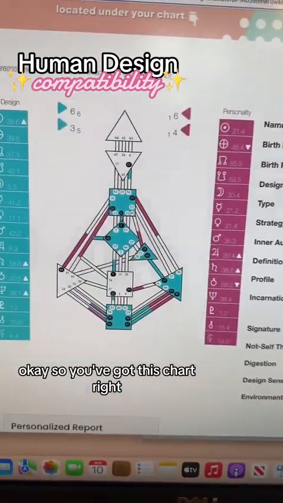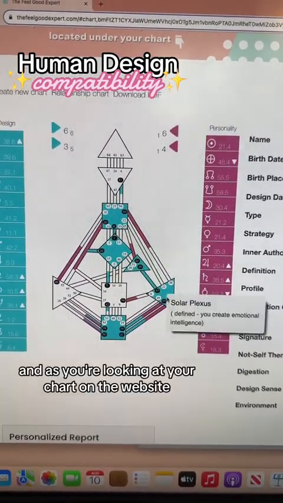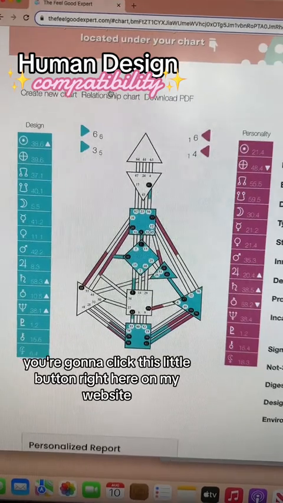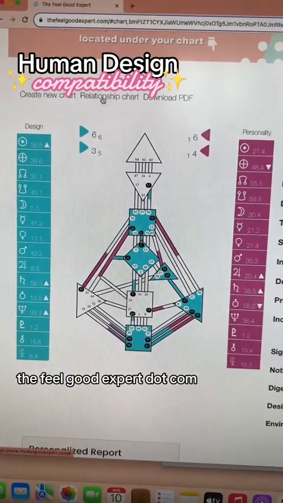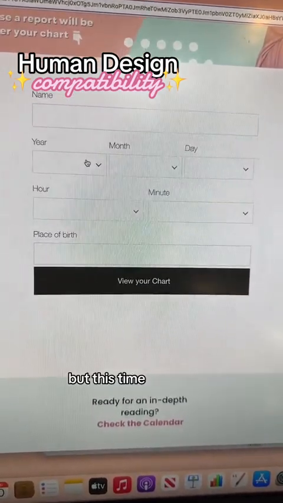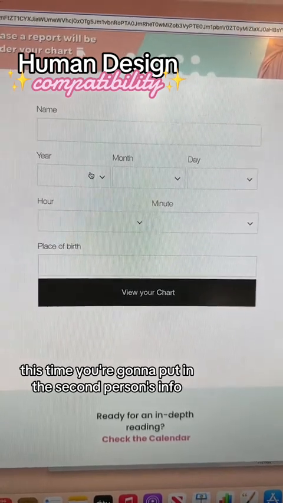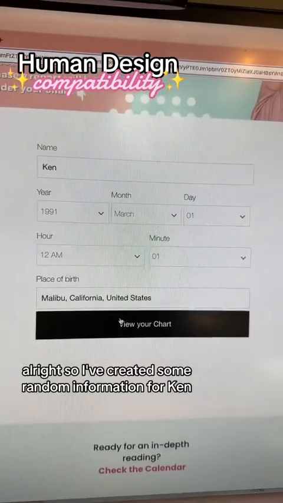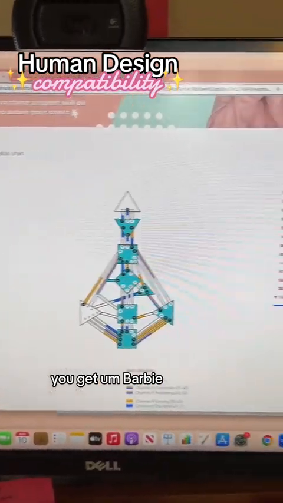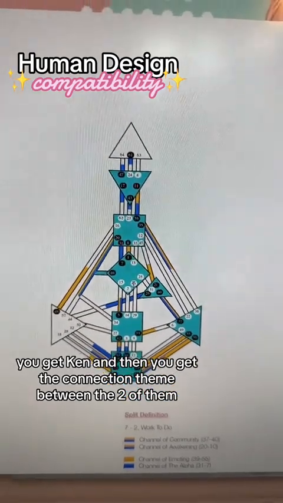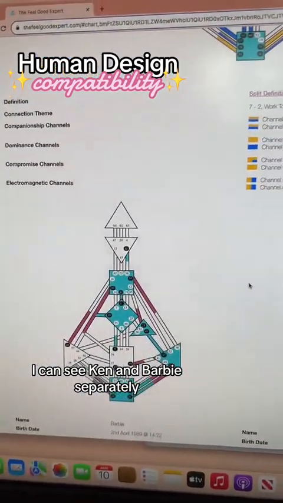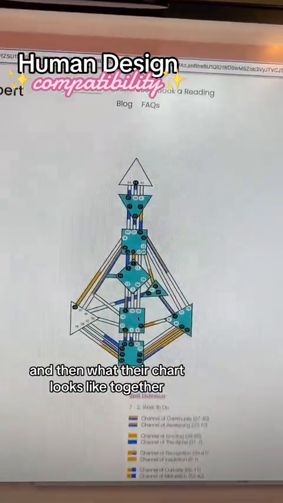So you've got this chart, right? And as you're looking at your chart on the website, if you want to pair your chart with someone else's and see what the connection is like, you're going to click this little button right here on my website, thefeelgoodexpert.com, that says relationship chart. And look what happens. It takes you right back to the input screen. But this time you're going to put in the second person's info. All right, so I've created some random information for Ken. And now when I click view your chart, look what happens. You get Barbie, you get Ken, and then you get the connection theme between the two of them. And when I scroll, I can see Ken and Barbie separately and then what their chart looks like together.